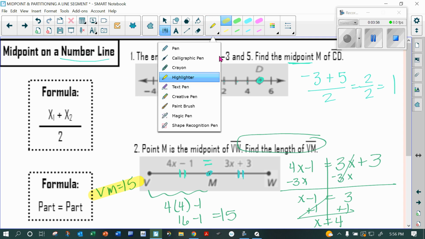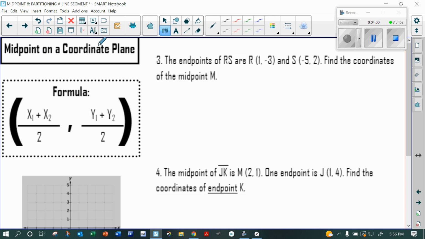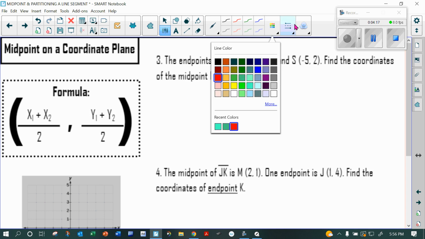All right. Now, the midpoint on a coordinate plane. This is where we did that warm-up the other day. This is the actual formula. So you add your x's and divide by 2, and you add your y's and divide by 2. But if you remember, we wrote them by stacking those 2 points and going through it that way.